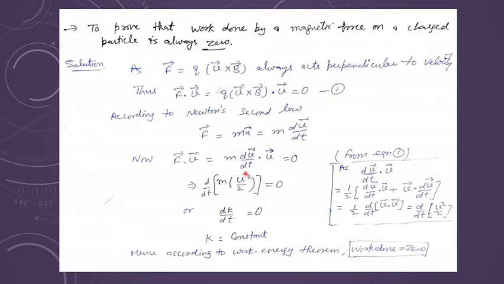So by this method you can prove that the work done by a magnetic force on a charged particle is always 0.